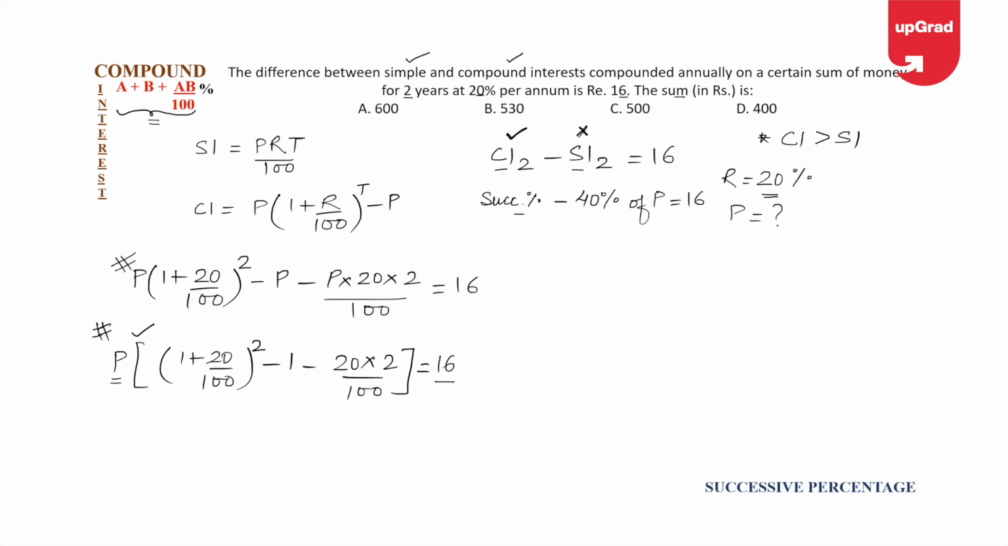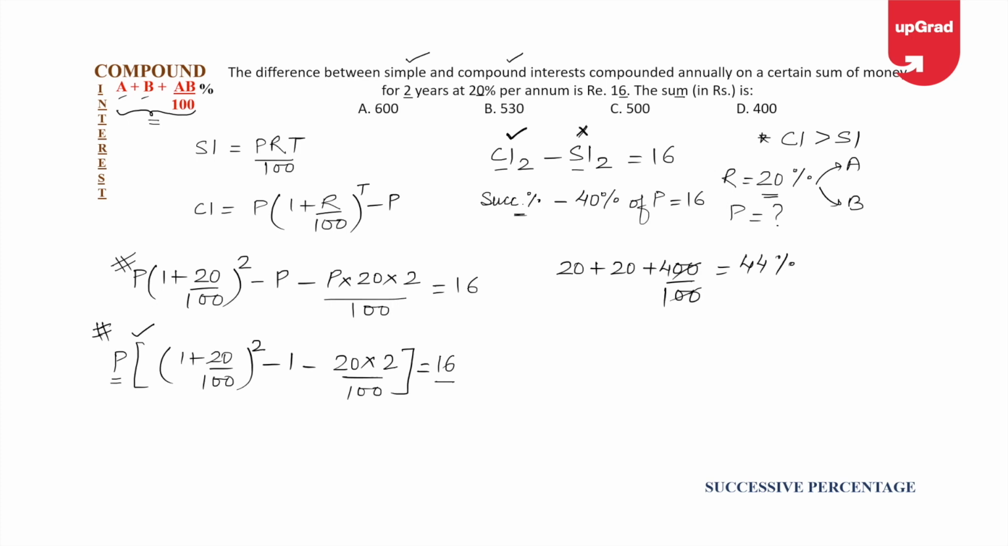Now, I need to know the value of compound interest for 2 years here. So what do I do? I'll put the values of A and B from the question. What are my A and B? In this particular case, my A is 20 and my B is also 20. So let me solve it. 20 plus 20 plus 20 multiplied by 20 divided by 100. So I end up getting 44%.